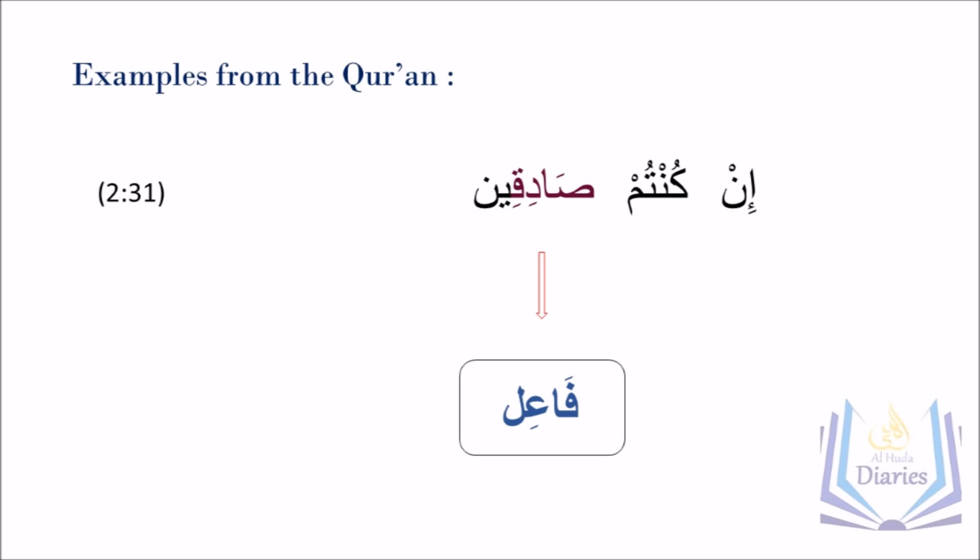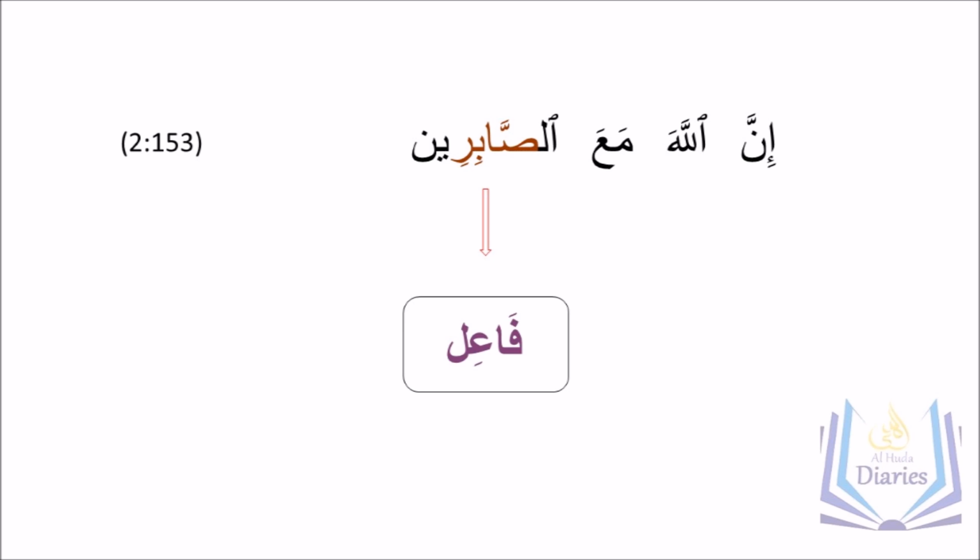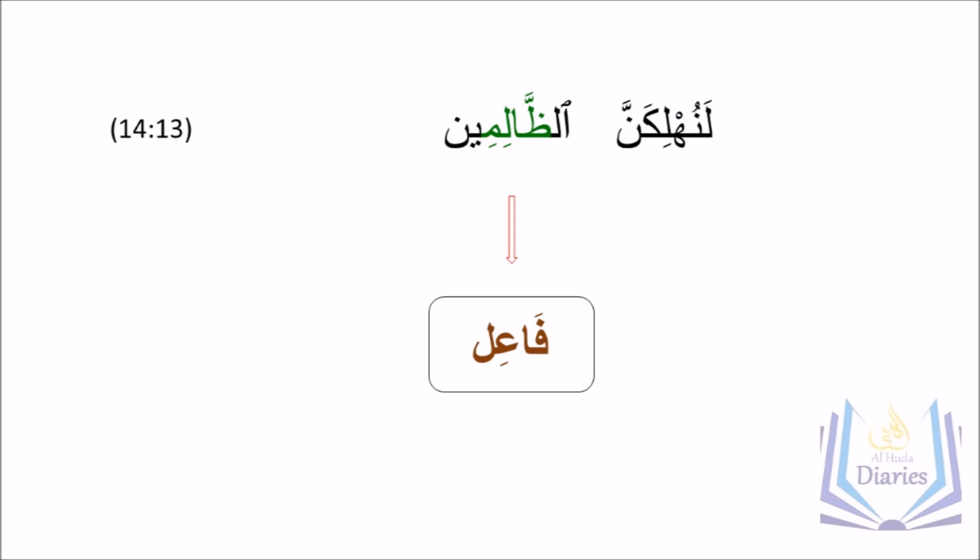Some examples from the Quran. In kuntum sadiqeen. So sadiqeen, you ignore the ya noon, the plural indication, and see the root letters of the word: sad, dal and qaf. If you substitute the fa, ain and lam of the kalima, you will get sadiq, from the fa'il structure. Another example: Inna Allaha ma'a sabirin. Sabir is from the fa'il structure. Lanuhlikanna al-zalimin. Zalim, fa'il structure.